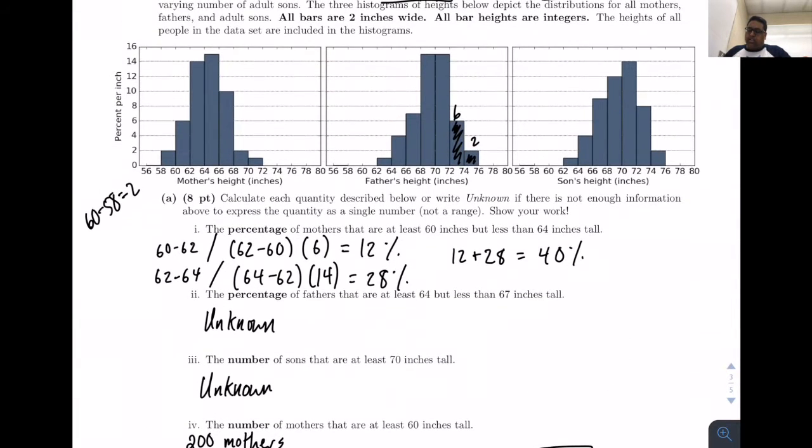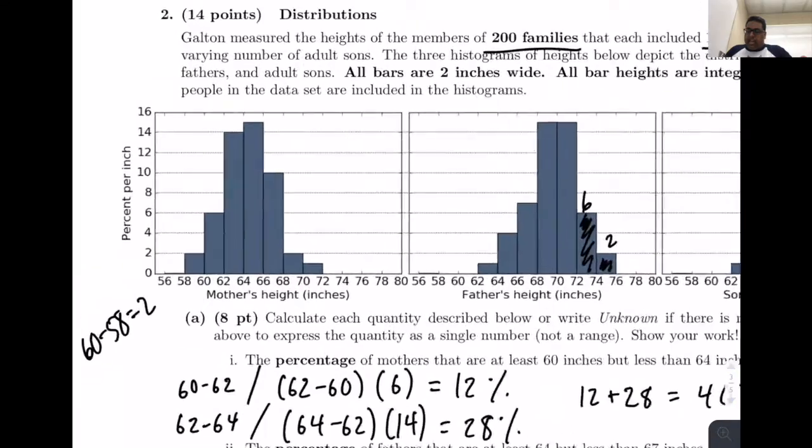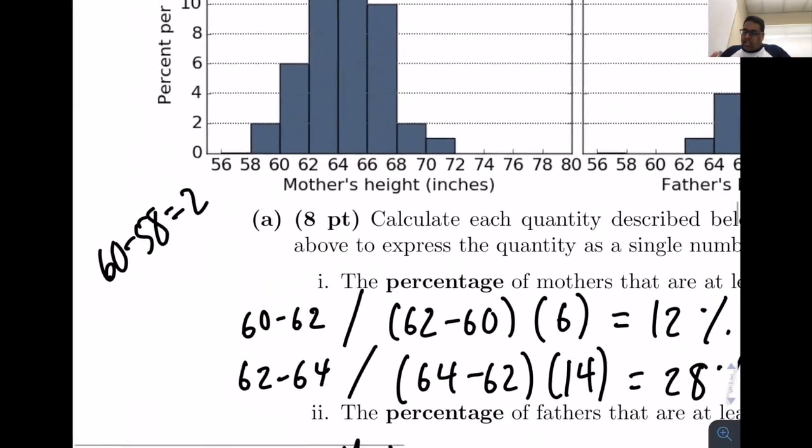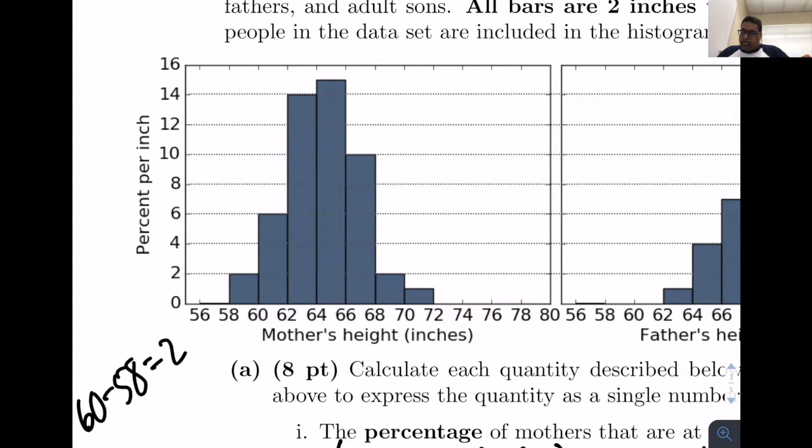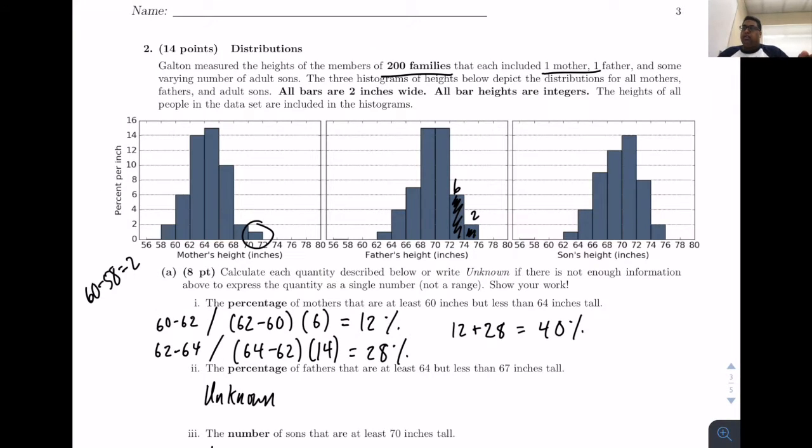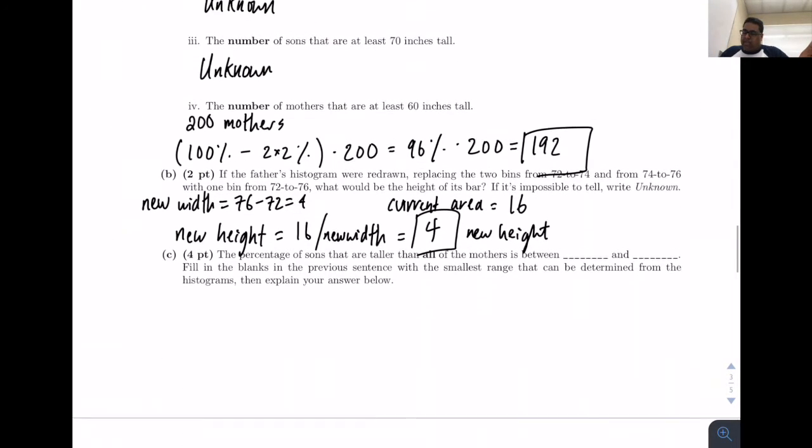Right? So to do that, let's take a look at the mothers' histogram, and we see that the greatest bin in which we have values for the mothers is 70 to 72, which tells us that the tallest mother must be between 70 and 72 inches. So what we want to do is find the proportion of sons that are taller than 70 inches and the proportion of sons that are taller than 72 inches, and that will be the boundary that the question is asking for.